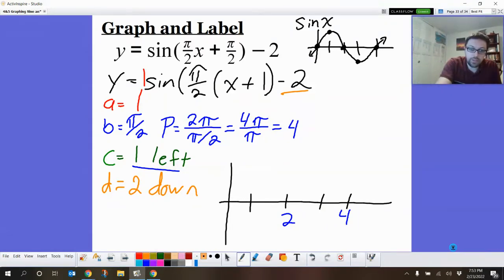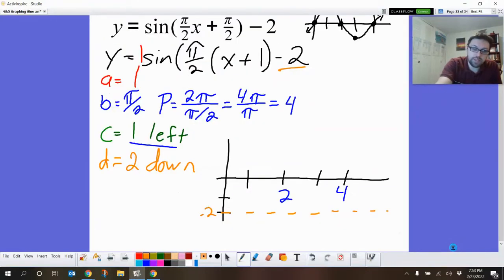We want to go down 2, so we'll do our sinusoidal shift. 1, 2. So -2. Our amplitude is 1, so we want to go up and down 1 from this line. So we want to go to -3, and we gotta go to -1. And then we want to shift 1 to the left. I don't have space over here. -1. Left. To right there.